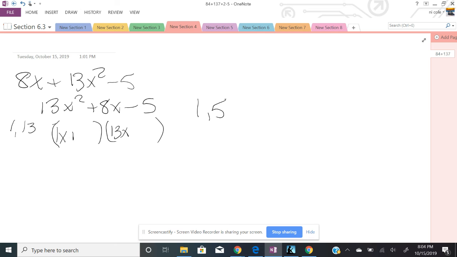Let's see, so one has to be plus and one has to be minus. So let's make sure I put them in, and it doesn't matter which order you do it in. Let's make this a minus and let's make this a plus. And then I'm going to put my 1 and my 5 in. I'm going to come in and do my insides, and that's going to give me negative 13x. And my outsides are going to give me plus 5x. When I sum that up, I get a negative 8x.